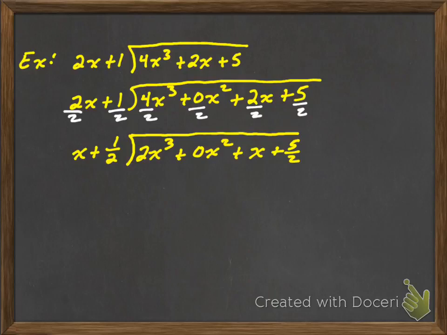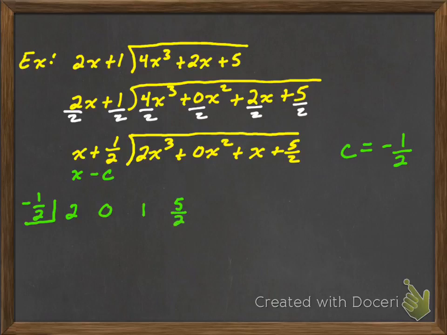All right, so now our c value is going to be a negative 1/2. Once again, your format is x minus c. So if you have a plus right here, it means your c value needs to be a negative number. So in this situation, that would be negative 1/2. All right, so in our box, we're going to put negative 1/2, then the coefficients 2, 0, 1, and 5/2.